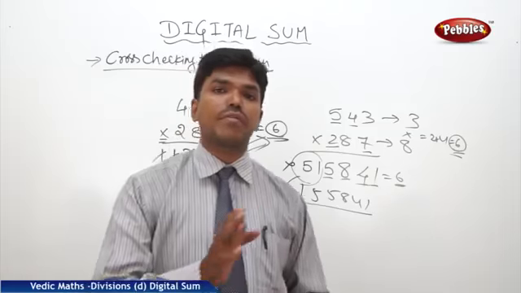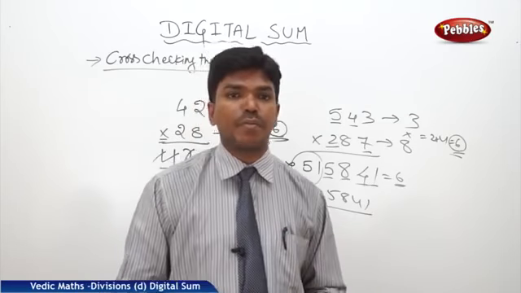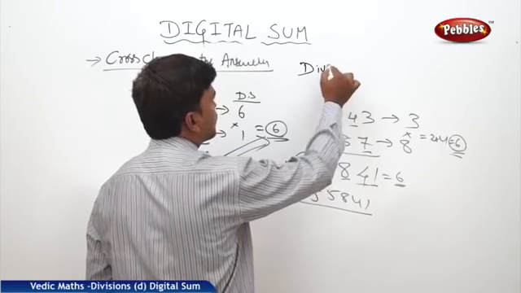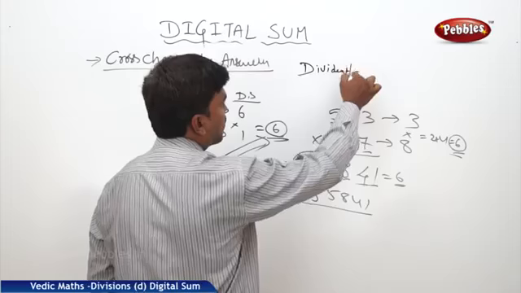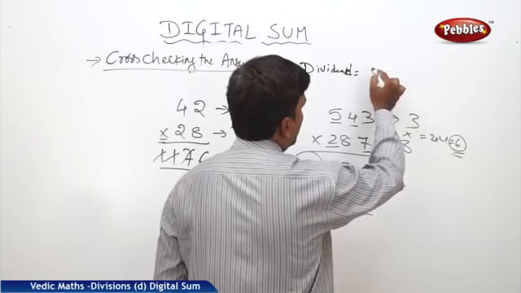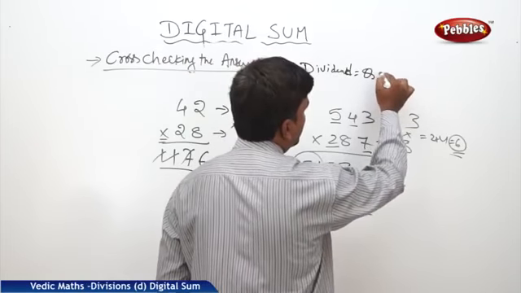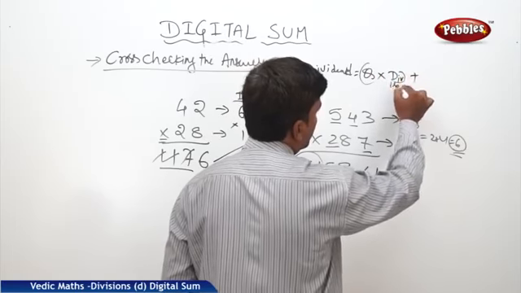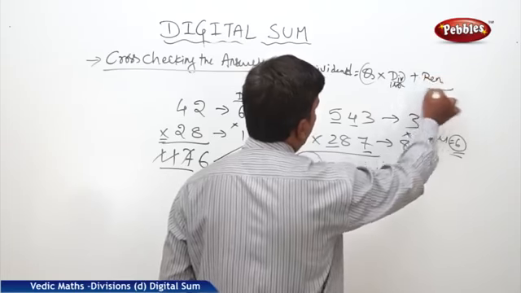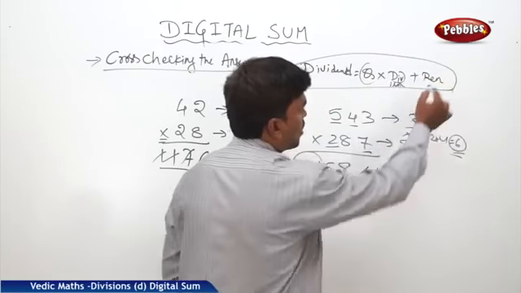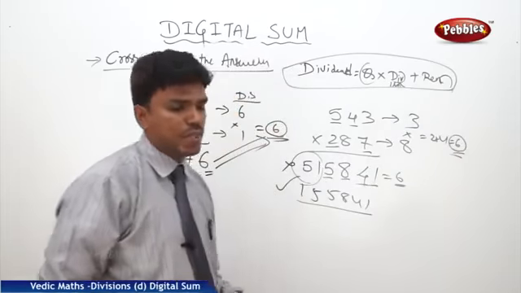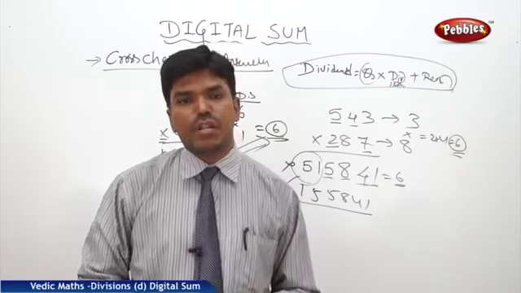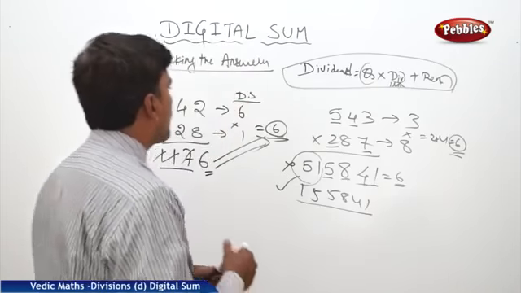Even the same thing you can apply for division also, just by applying the rule of what? Dividend equals quotient into divisor plus remainder. You can apply the same thing here with the digital sum to cross check divisions also.